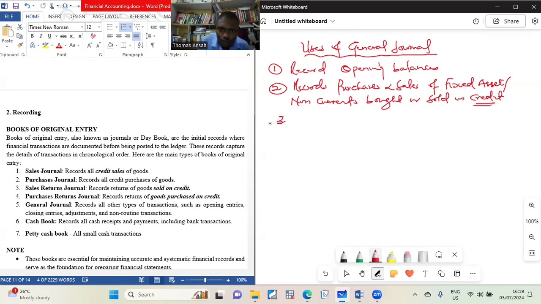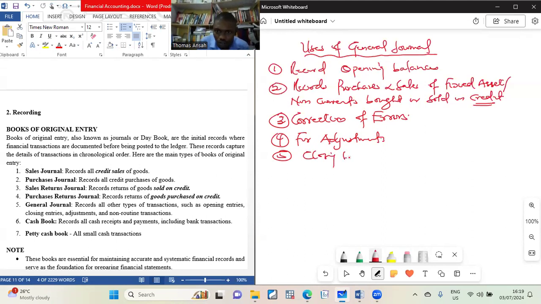Again, we use it to correct errors, and it's something we will learn very soon. Correction of errors, very, very troublesome topic, but very easy, all right? We use it to do correction of errors. All right, so that is that. We use it to pass adjustments. All right, we use it for non-routine transactions, and we use it for closing entries. So these are some of the uses of a general journal. All right, so get to understand that.